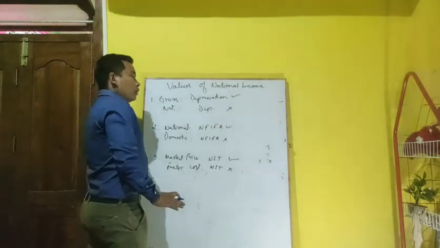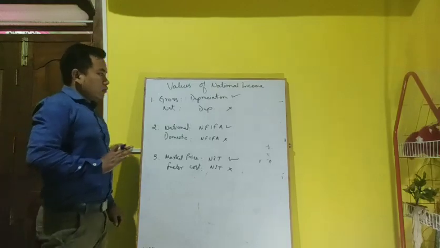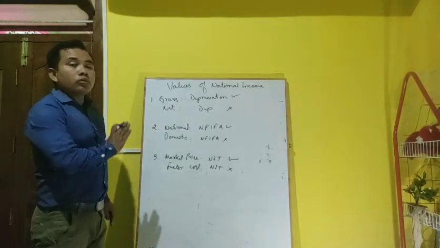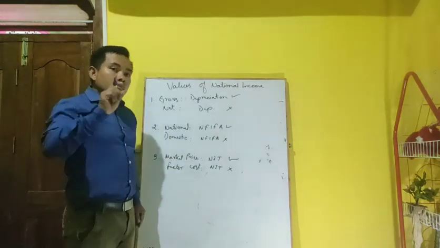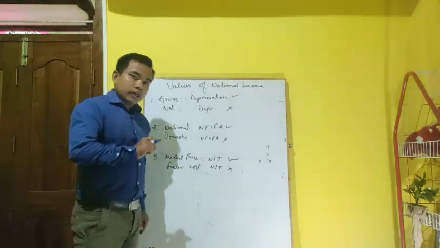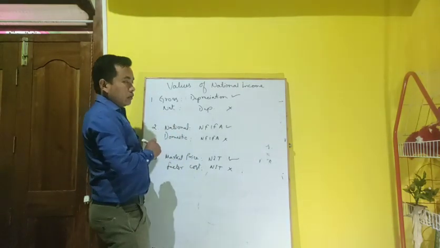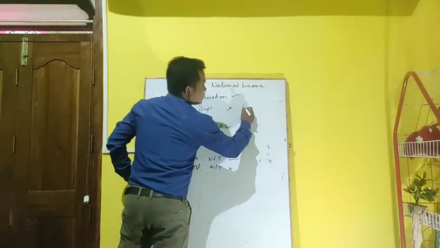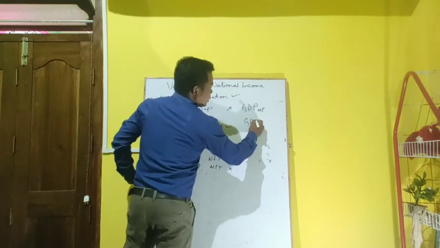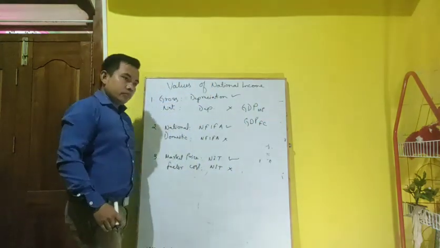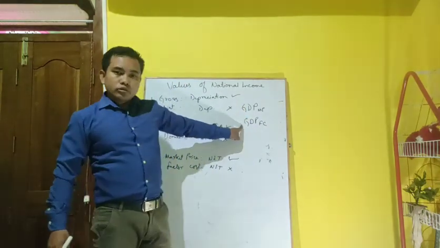That's why we have 8 values of national income. In these 8 values of national income, we don't need to learn by heart one by one. No. We need to know the meaning of the words that we use in the values of national income. I'll give you one example. When my video began, I gave you one example: gross domestic product at market price and gross domestic product at factor cost. See, this is one value of national income and this is another value of national income.